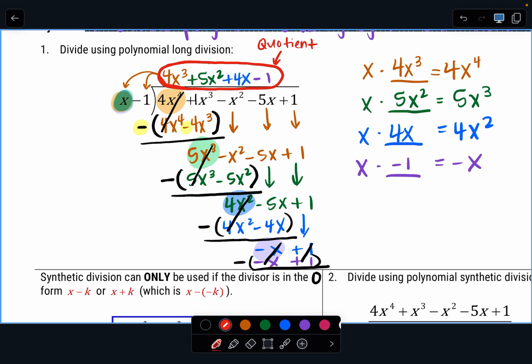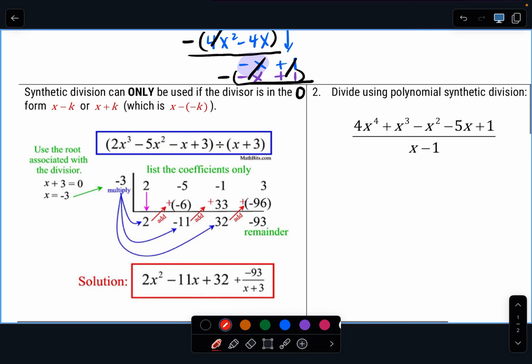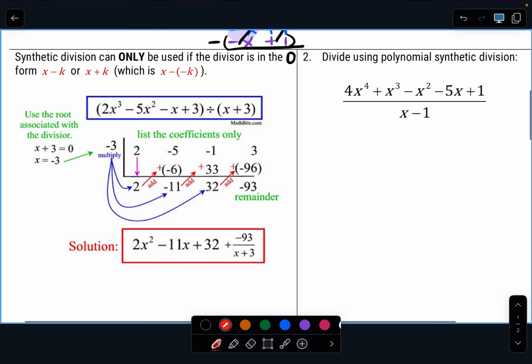Doing all of these steps can be kind of time consuming, especially when you have a really, really large divisor or large dividend. You can get a problem where you have 4 or 5 terms that you're working with. So what we have to solve the issue of going through this process again and again and again is something called synthetic division.